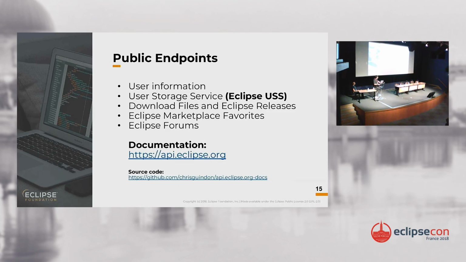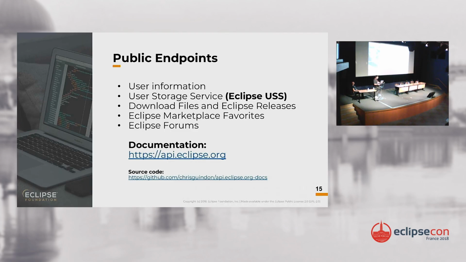It's possible to get information about download files and Eclipse release, for example. I'll show an example after. You can get some information about favorites, which user favorited which listings on Marketplace, and how many people favorited a listing. And recently we implemented the Eclipse Forum endpoint, which allows us to get all the messages, all the posts, and all the topics on the Eclipse Forum.